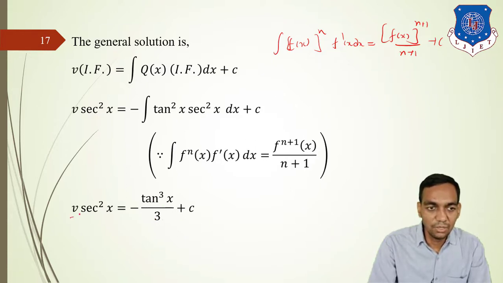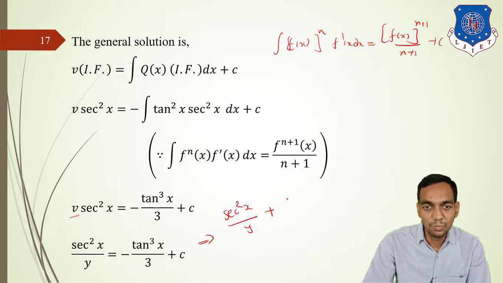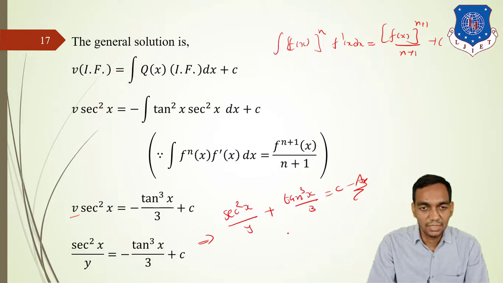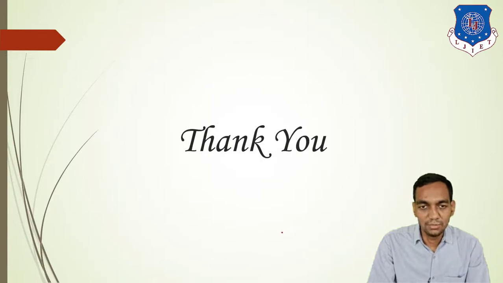Now substitute the value of v. V is nothing but 1 upon y. So sec square x upon y is equal to minus tan cube x upon 3 plus c. Okay? Or you can write down this in a form of sec square x upon y plus tan cube x upon 3 is equal to c. So this is the answer, or this is the solution of your differential equation. Correct? So this is the method to solve Bernoulli's differential equation.